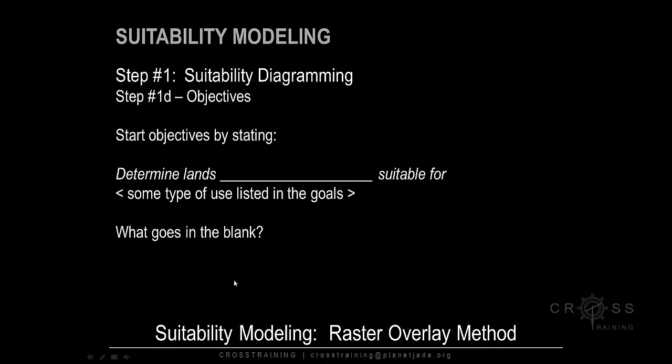Start objectives by stating determined lands blank suitable for some type of use listed in the goals. So what goes in the blank? What goes in the blank are major design and planning considerations such as physiography, economics, human and natural communities, and the list goes on. If this is your first time making this kind of diagram, it's kind of difficult to figure out or determine what should go into this blank.